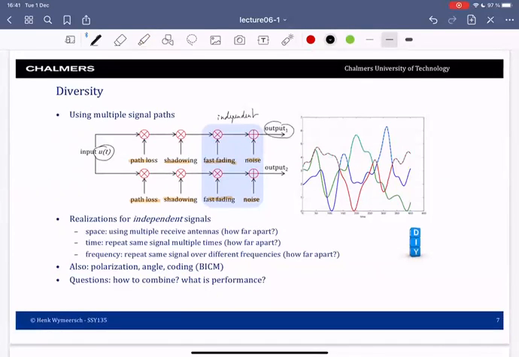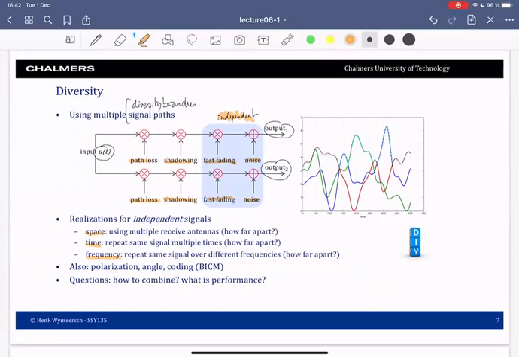And then you have multiple outputs, one for each of these so-called diversity branches. So here we have signal paths or diversity branches. And again, the idea is that even though maybe one of the branches will be bad, hopefully the other one will be good and you are able to recover your data. So now the question is, how do we generate such independent paths? There are different ways to do this. You can do diversity in space using multiple antennas, diversity in time by sending the same signal multiple times, or diversity in frequency by sending the same signal over different frequency bands.